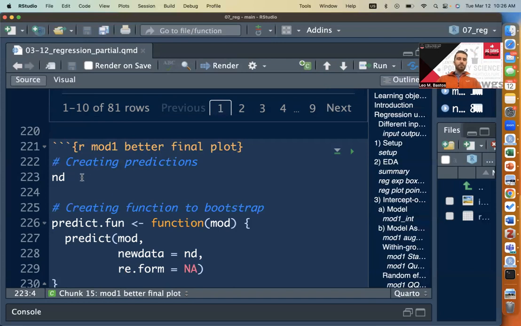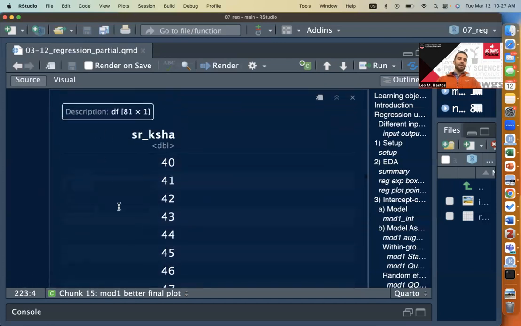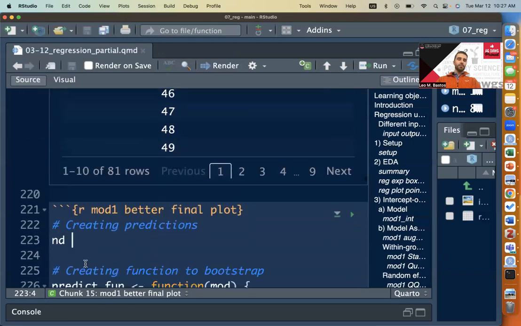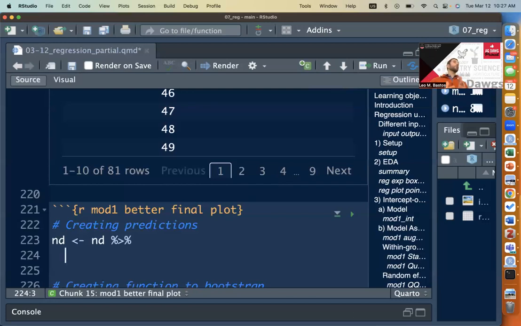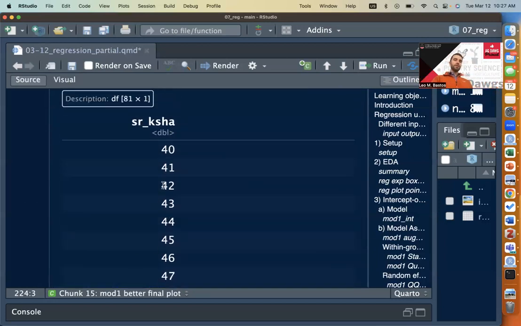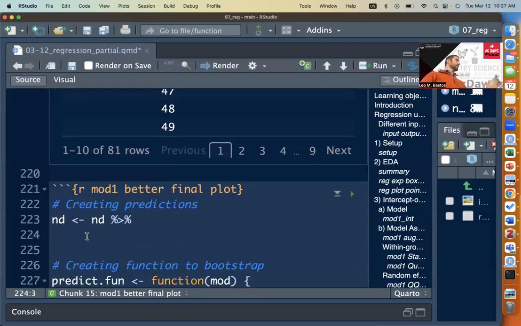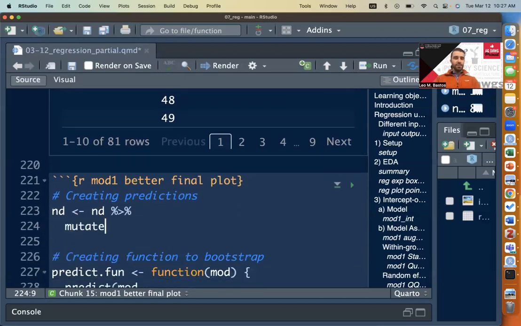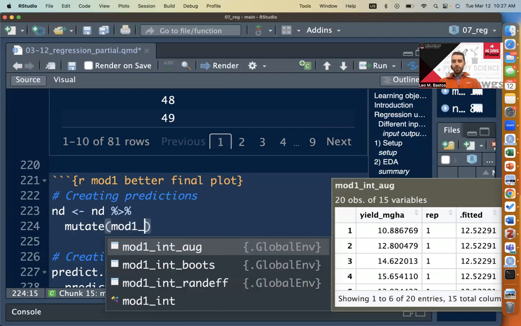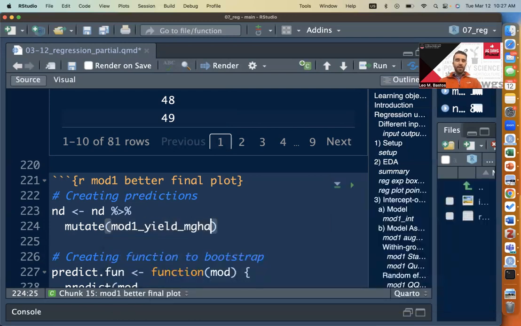So I want to overwrite this ND data frame that we created in the previous chunk. So we just use the assignment symbol. I start off with ND as well. Let's use a pipe. My goal now is to create a column right next to it where we're going to make the predictions of what would have been the yield for each one of these seeding rate levels using the model that we trained above. So we're going to use the function mutate. I want to call this column mod1_yield_MGHA. So yield in megagrams per hectare coming from model 1.